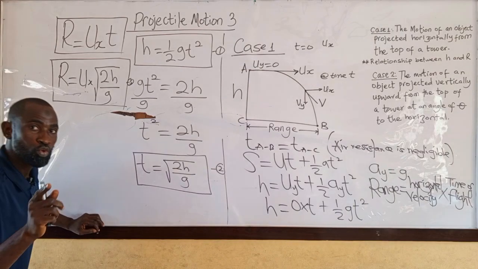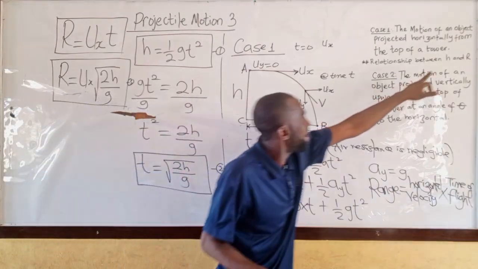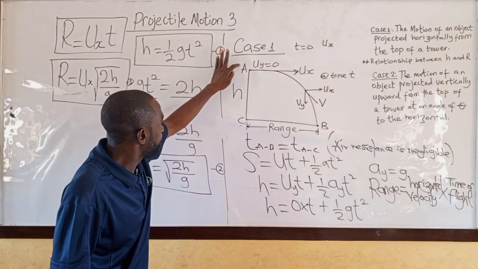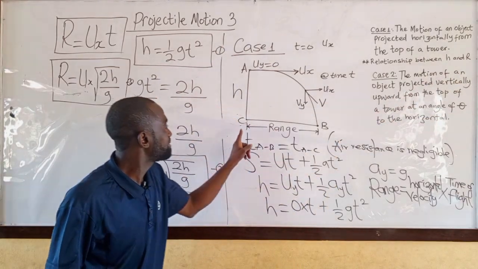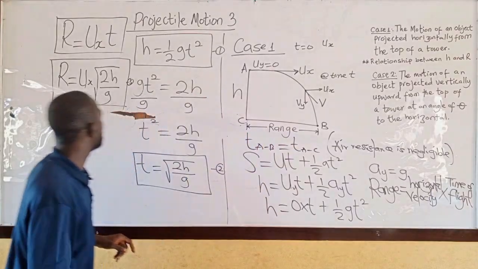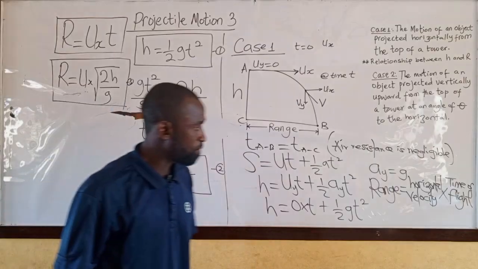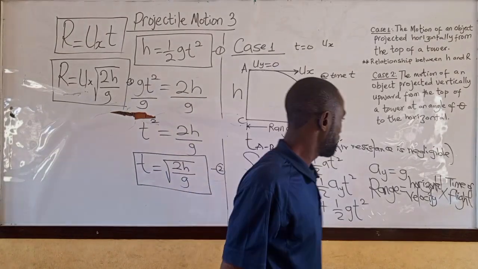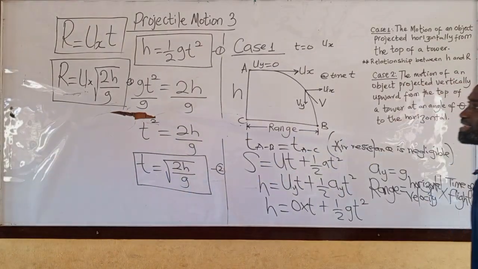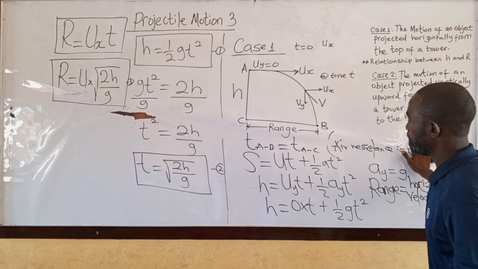I want to get a formula that relates the height of the tower and the horizontal distance covered. I will use this equation, equation 3. I want to get the formula that connects R and H. From equation 3, let me wipe these things off.